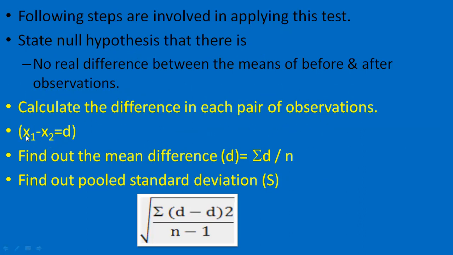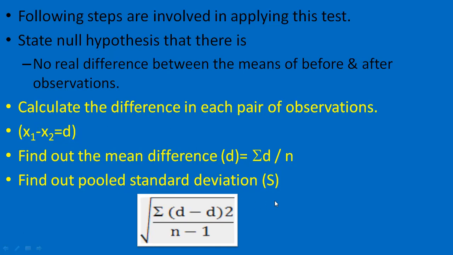We need to find out the difference. The x1 is the before intervention value, x2 is the after intervention value. You have to take the difference, and that will be D. So you will get the D for each observation. Then you have to find out the mean of this difference by summation of D divided by the number of D. Like this, we get the mean of the difference between the two observations.